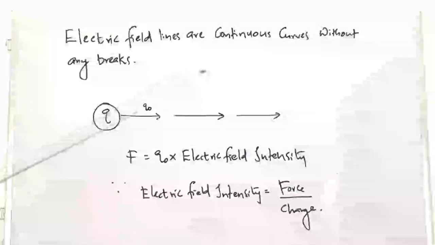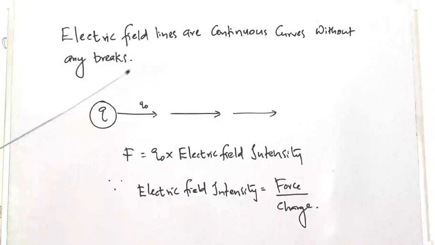Electric field lines are continuous curves without any breaks. Imagine that there is a charge plus q which is having a field like this. Up to here there is electric field, then again break, then electric field will be there, then break, like that. Now I am placing a positive test charge in this field, then what happened to this charge?